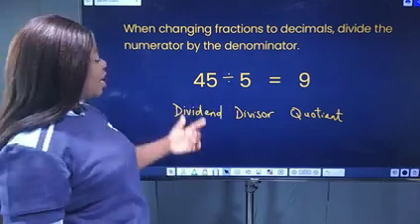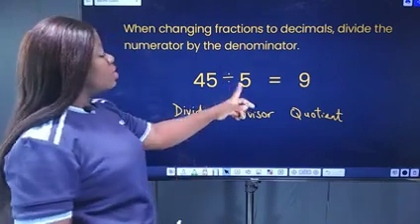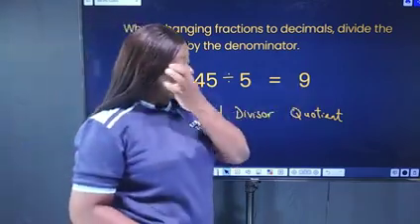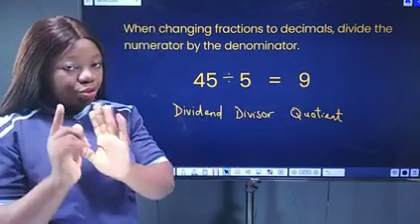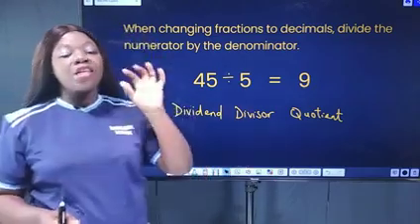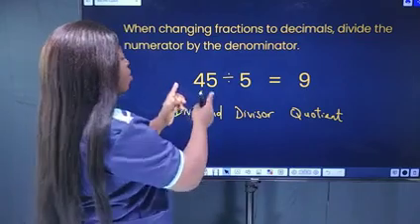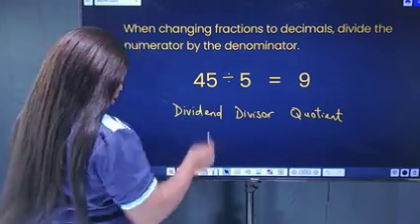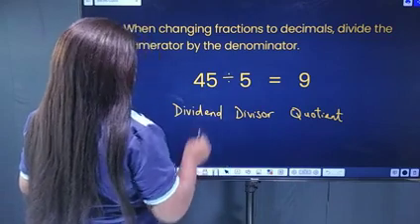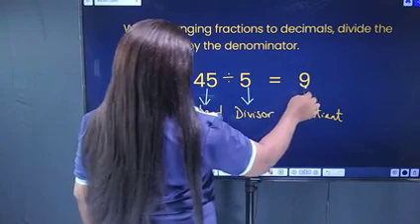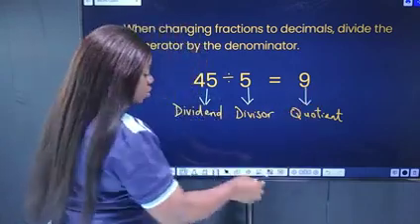45 is known as the dividend. What you're dividing by is known as the divisor, and your answer is known as the quotient. Don't forget, the result of division is known as the quotient. The number you want to divide is known as the dividend. So this is the dividend, this is the divisor, and this is the quotient. So take note of that.